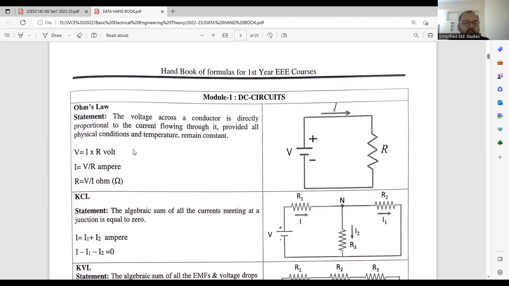Okay. These things can be done. Initially, if you want, you can write V is proportional to I. So V is equal to a constant into I. You can mention the constant name is equal to R. Otherwise, directly you can write. Anything is fine. Hope it is clear to you, everybody.